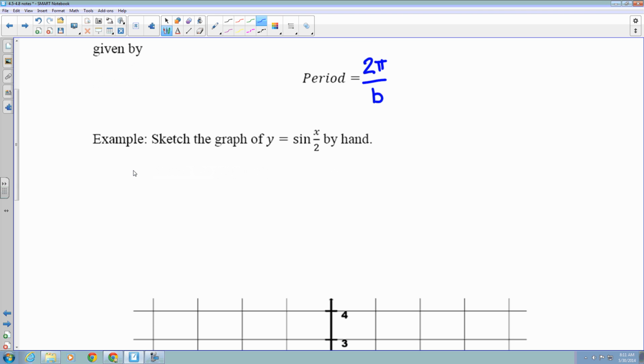So normally a period is 2 pi, and when we think about just sine of x, what number is in front of the x on that? It's just a 1, so 2 pi divided by 1 is 2 pi, and that's why the period is 2 pi for the sine and cosine functions.